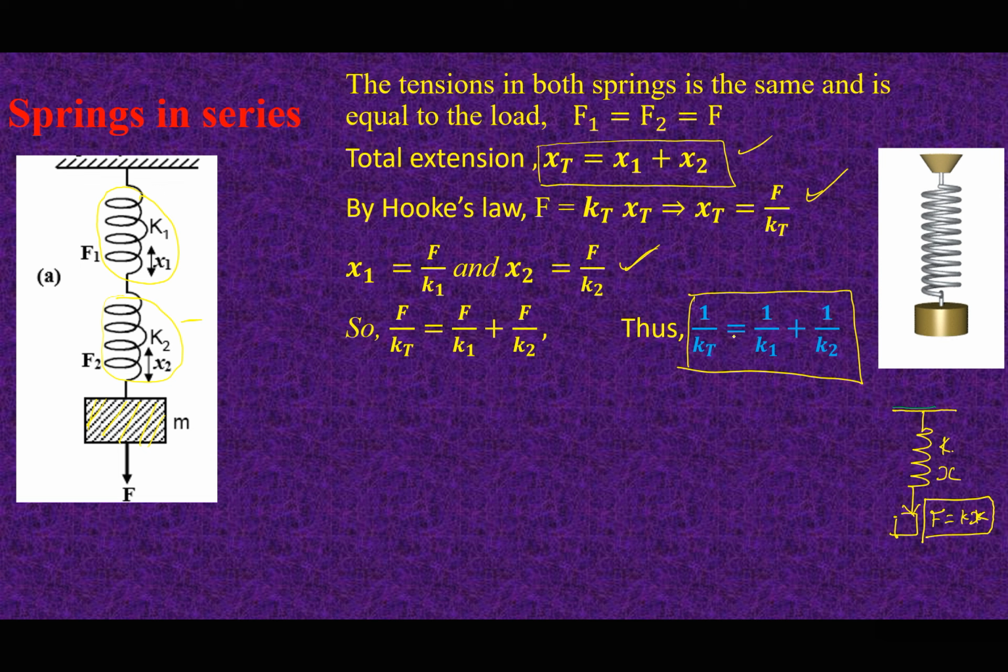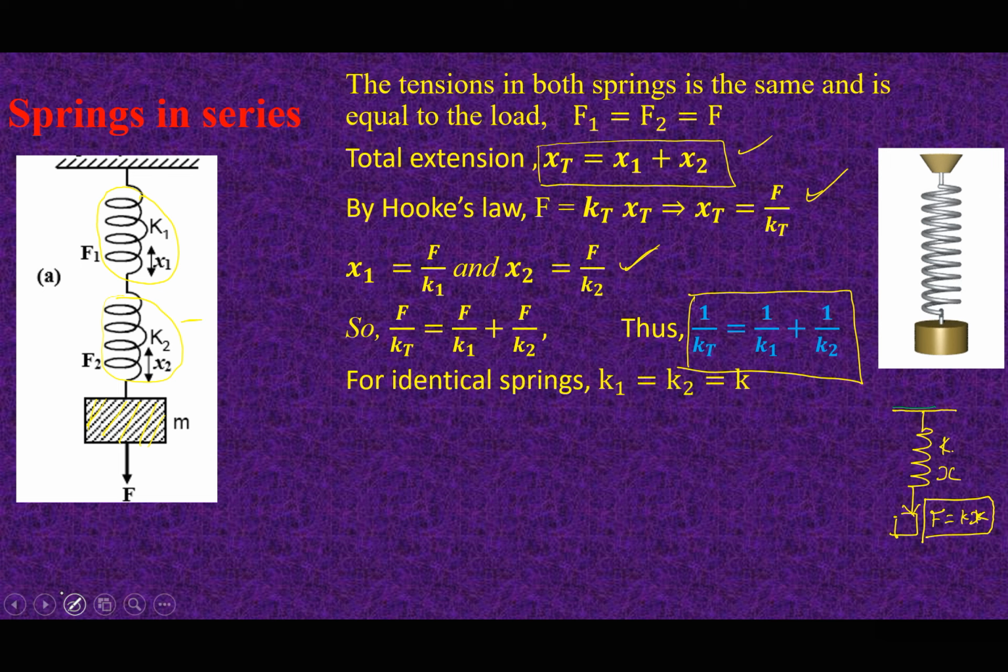For examination purposes, I say the springs are always going to be identical. And if they're identical, the constants K1 and K2 are the same. In that case, if the springs are identical, K1 and K2 are the same. Let's say they are just equal to K. So it means total constant therefore becomes 1 over K plus 1 over K, which is 2 over K. And of course, we get the reciprocal.